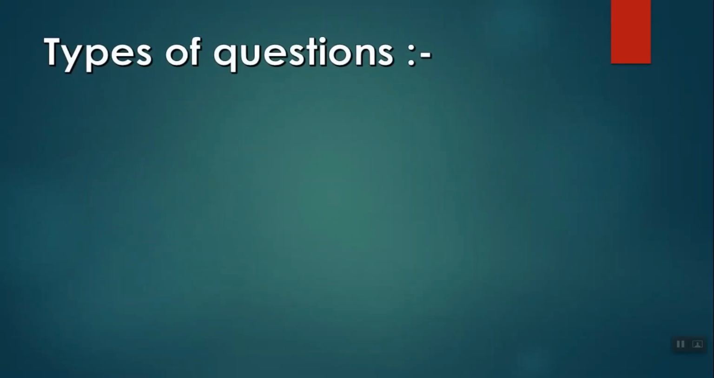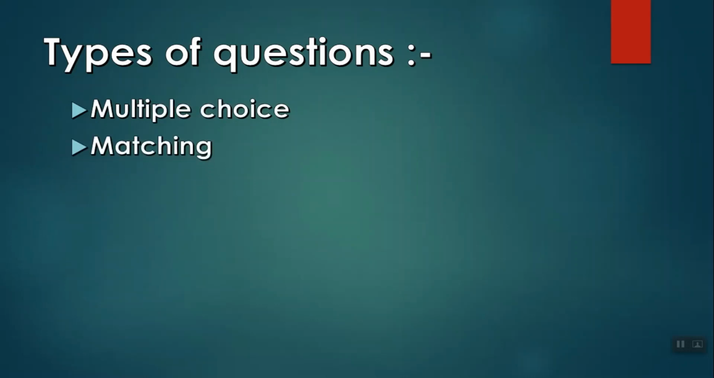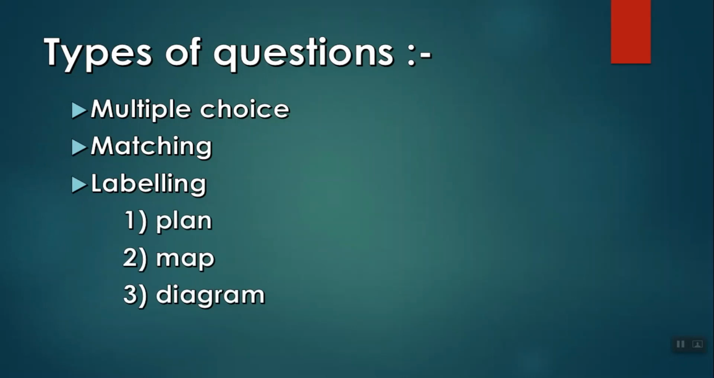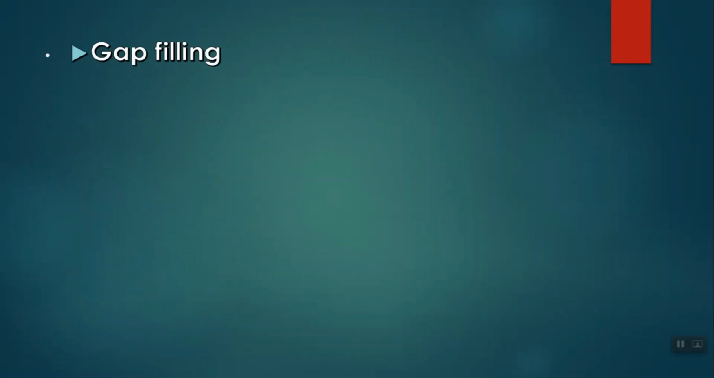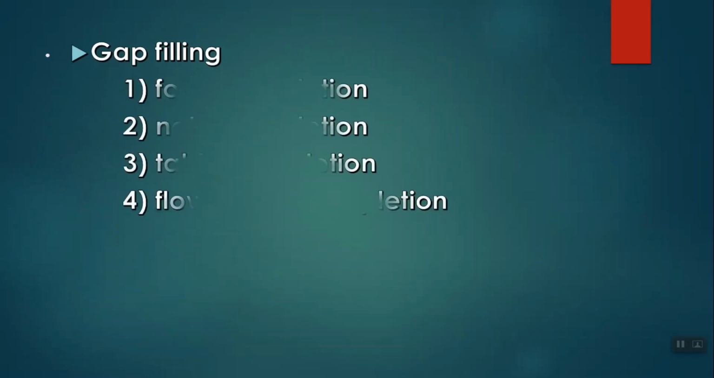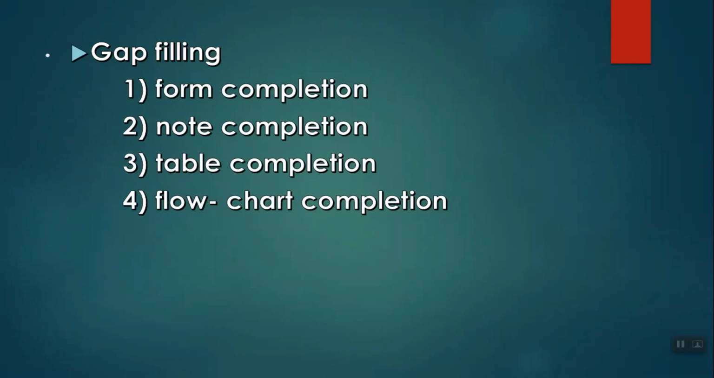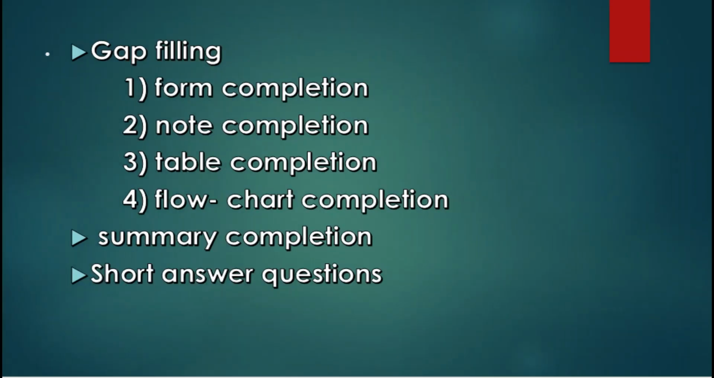So, let us have a look at the different types of questions that you will come across in your IELTS listening test. They are multiple choice questions, matching, and labeling, which is divided into 3 types of questions: plan of an area, office or house, map of an area, or any diagram. Then gap fillings, which is further divided into categories: form completion, note completion, table completion, flowchart completion, and summary completion. And short answer questions.